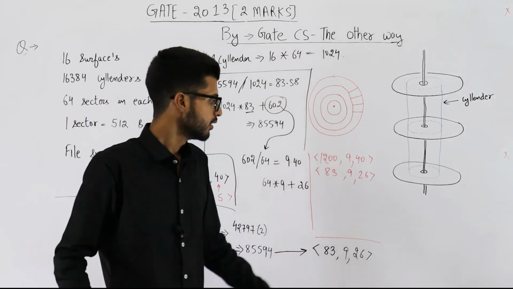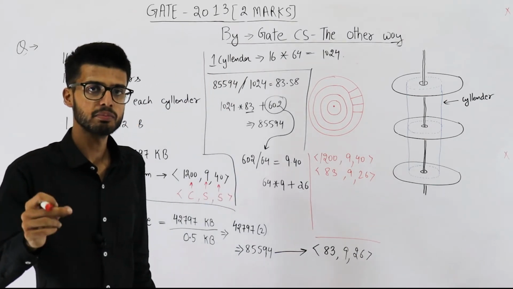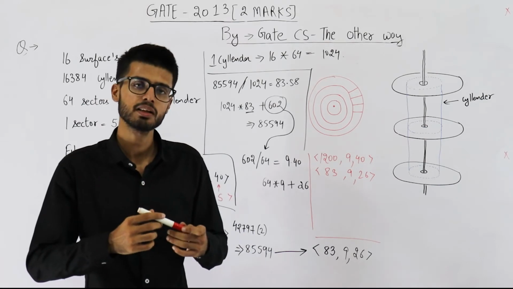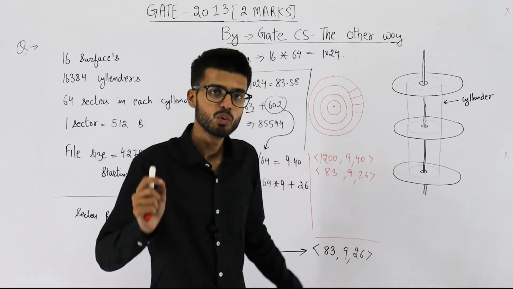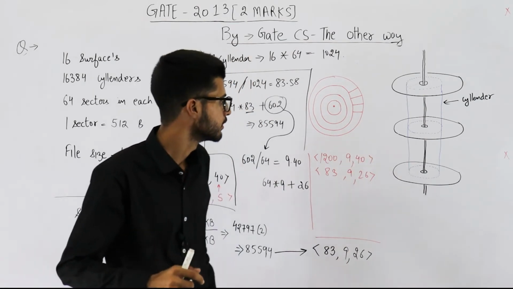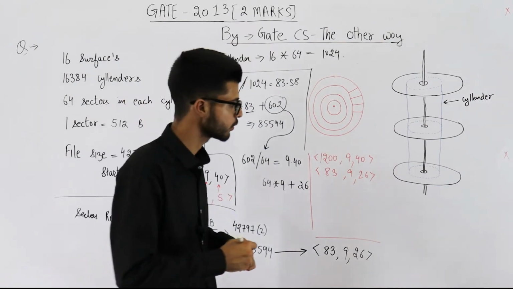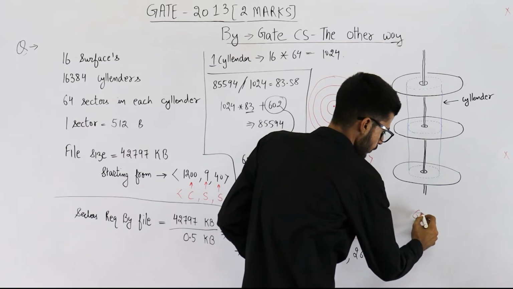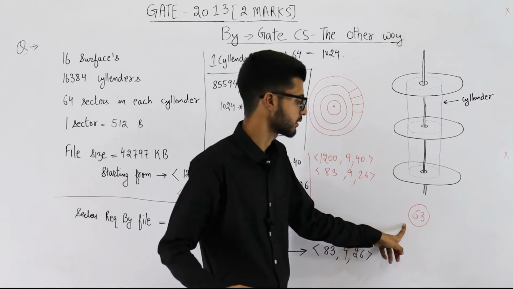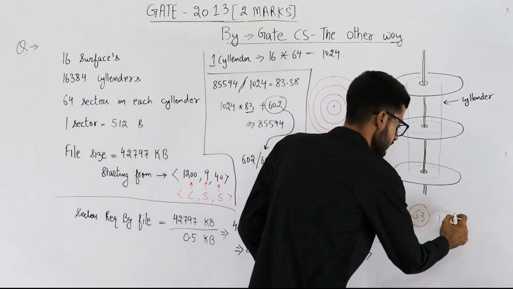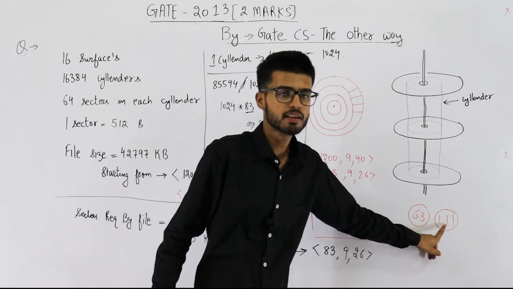But we cannot have 66 here, because 66 means something more than one complete surface. One complete surface has 64 sectors only, numbered 0 to 63. That means whatever you write here will be certainly less than or equal to 63. 66 is greater than 63. That means 66 is equal to one complete surface plus how many sectors? 64, 65, 66. That means one complete surface plus 3 sectors.